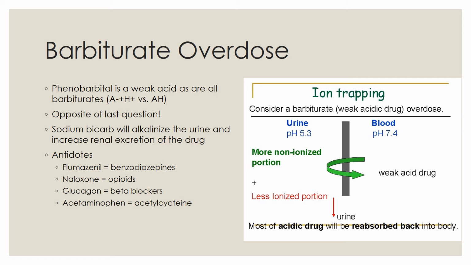You can come over here and look at the image. So physiologic pH in the blood is 7.4, and the urine has a slightly lower pH, which provides more free-floating protons around, which would bind to this weak acid and create a non-ionized form. By alkalinizing the urine, you're making it more similar to blood pH, and so therefore more drug would be trapped in the urine and urinated out by alkalinizing the urine.